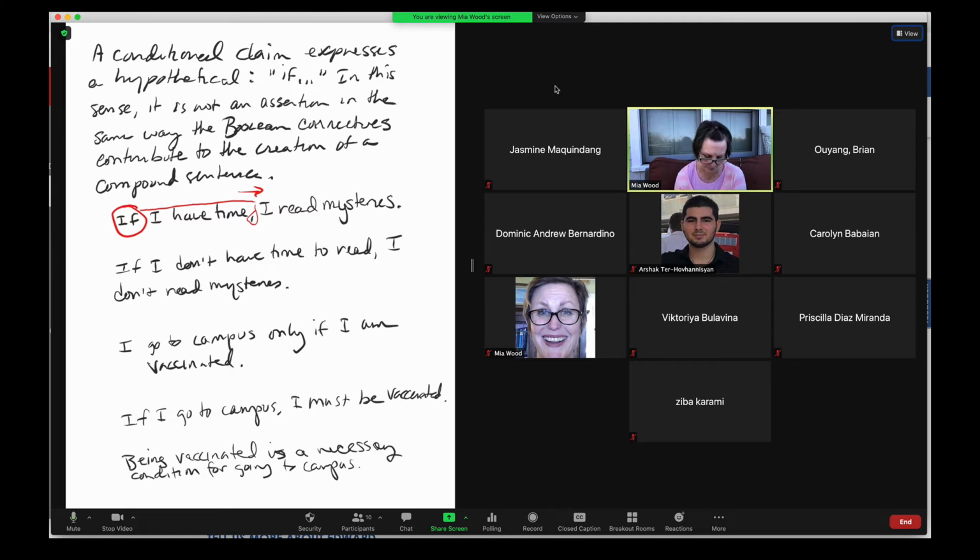So let's take the second example. If I don't have time to read, I don't read mysteries, right? So we've got, I have time to read, right, is a simple sentence. I read mysteries is a simple sentence, right? So then you can combine the two strategies, right? So if, and then the comma, it's not the case, right? That's asserted by the word don't, right? What do we think? Does this sound familiar in terms of previous approaches to translating? What do we think?